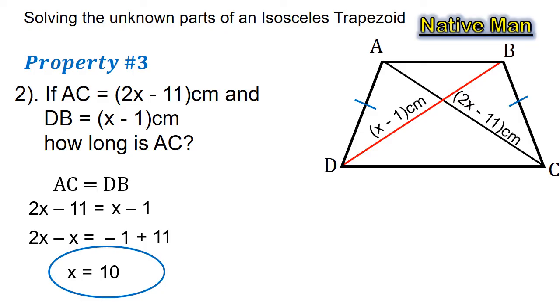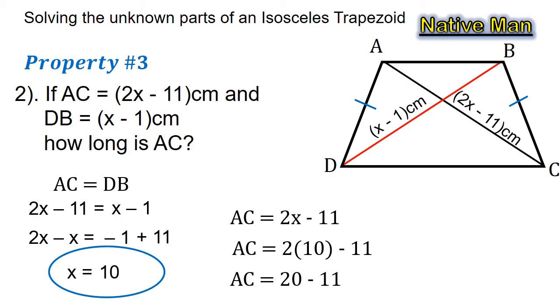So, masasolve na po natin how long is AC. So, AC is equal to 2x minus 11. Substitute natin yung nasolve natin na value ng x, which is 10. So, AC is equal to 2 times 10 minus 11. So, 2 times 10 is equal to 20. So, 20 minus 11 is equal to 9. So, AC is equal to 9 centimeters.